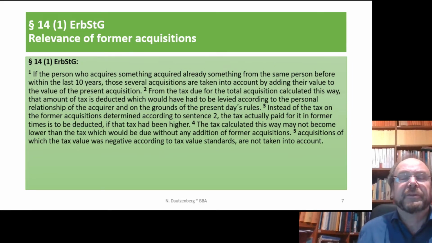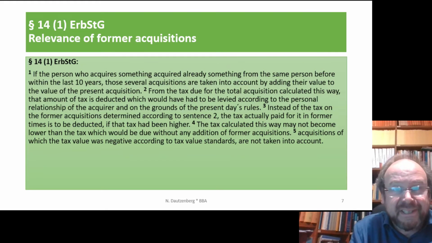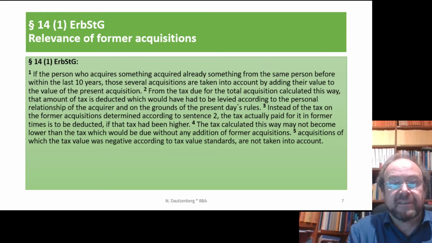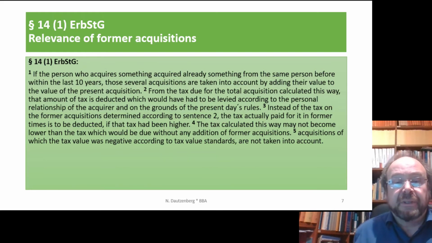So here, if we look at paragraph 14, it says you have to credit, sentence 2, that amount which is due for the first transactions, the earlier ones, under the rules of today, so with the tax rates of today. Now, if in the past the tax rates have been higher, then you credit the amount which actually has been paid in the past. Sentence 3: instead of the tax on the former acquisitions determined according to sentence 2, so according to the rules of today, the tax actually paid for it in former times is to be deducted if that tax had been higher. So here you require two calculations if there has been a change of law in the meantime.